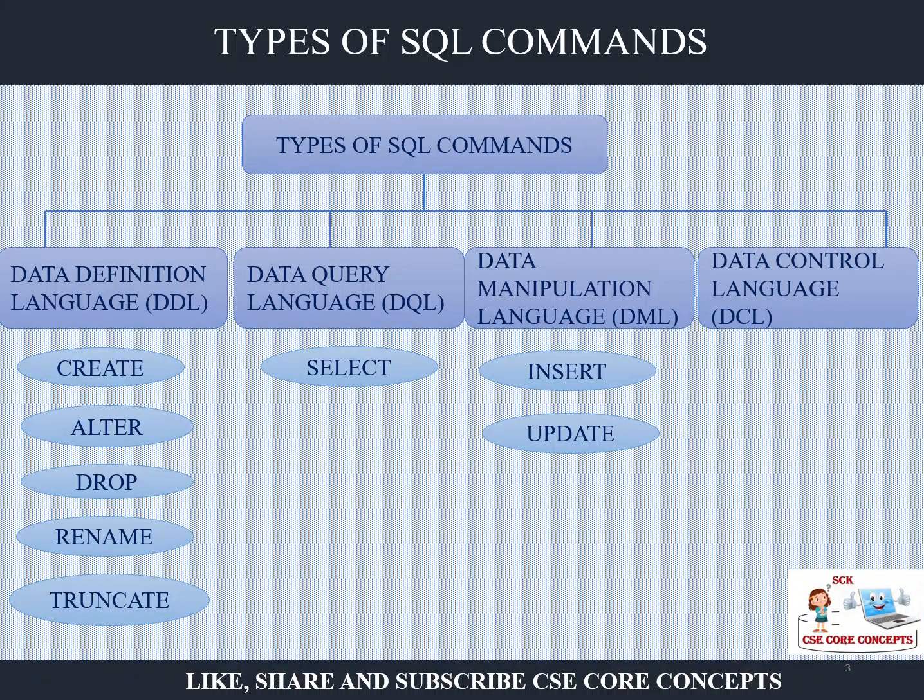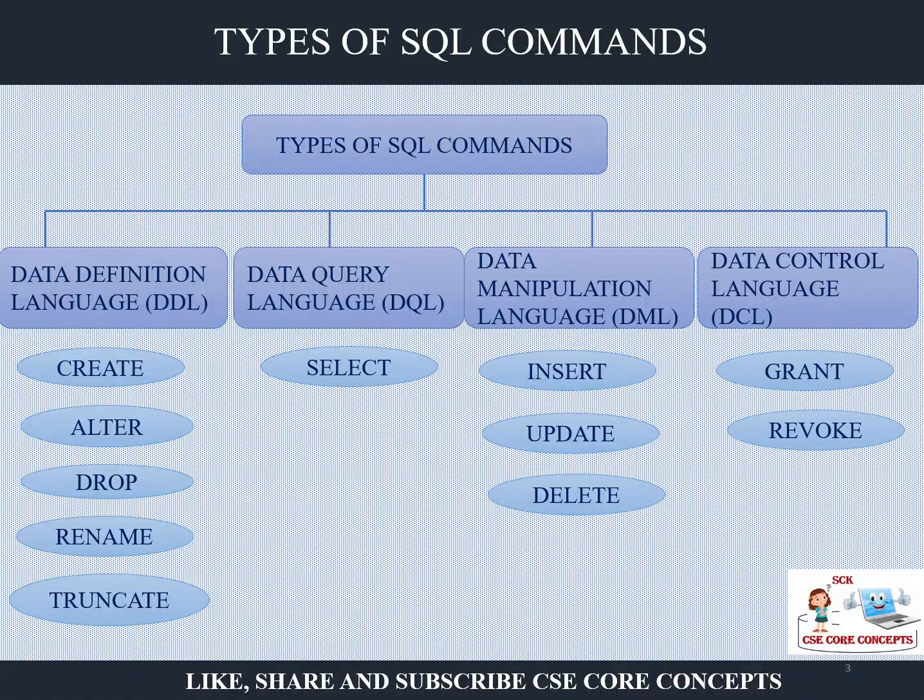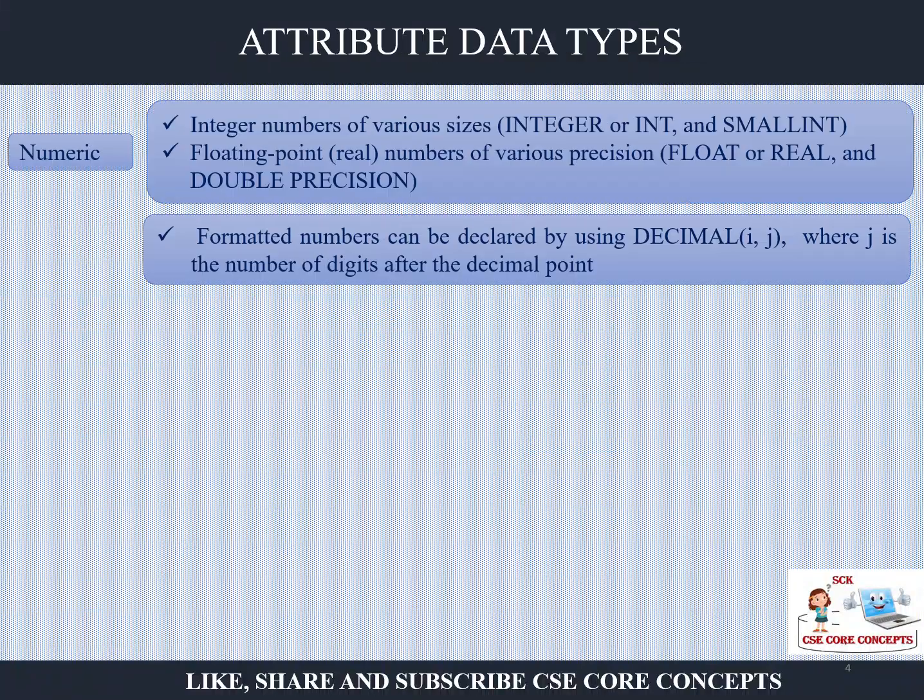And then comes your Data Control Language, which controls the data, that is, grant and revoke. Grant means you want to grant or give some privileges, and if you want to stop giving those privileges, you want to remove them, you can call it revoke. Understood?